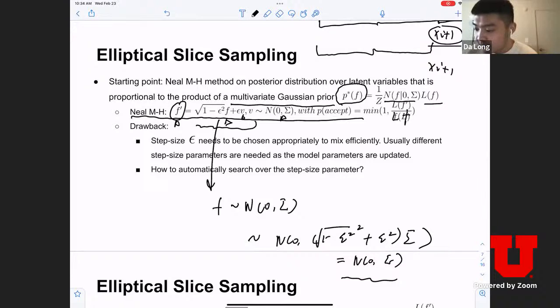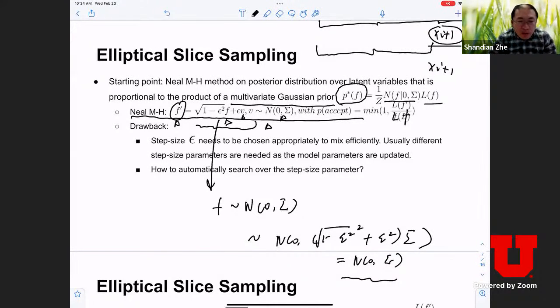F prime given F is the... about V. Is it Gaussian? Because it's an affine transformation of a Gaussian. F here is constant, so the conditional mean will still be square root of 1 minus epsilon squared times F, and the variance will be epsilon squared times sigma.